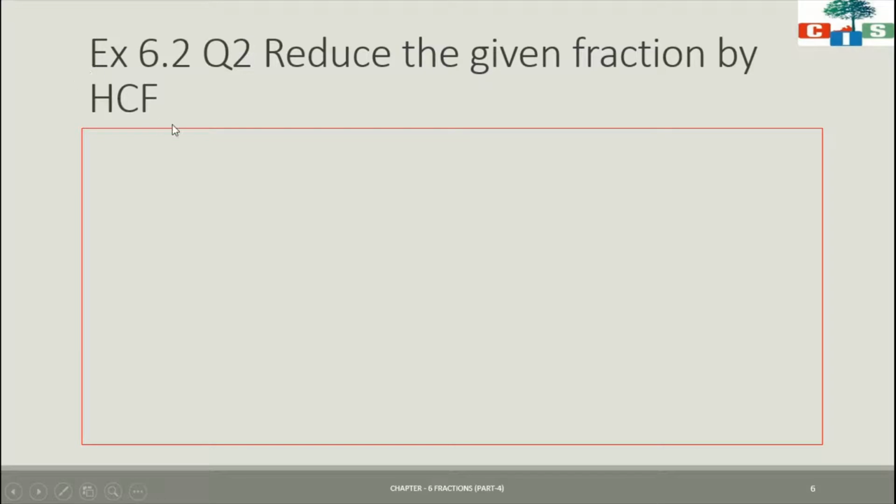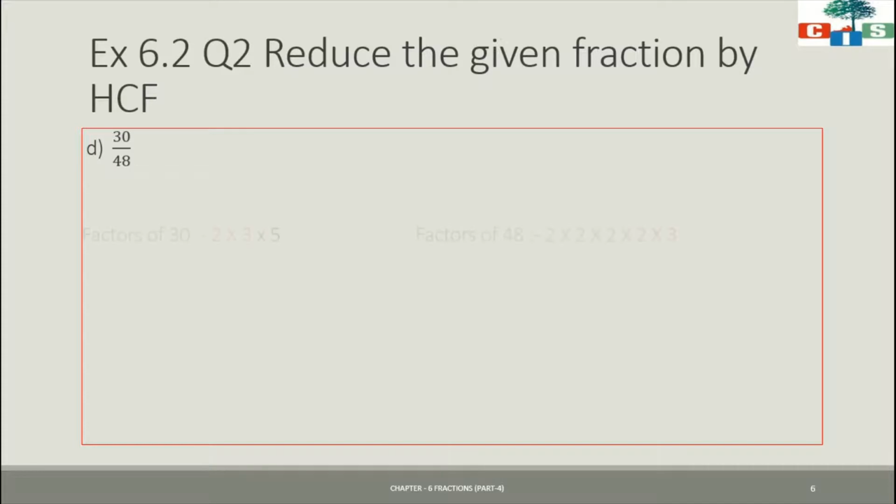So scholars, now we will see one more sum of question number 2, that is sum number D, and the fraction we have for sum number D is 30 upon 48. Similarly as we have done for A, we have to follow the same steps. First of all, find factors of 30, then find factors of 48, find common factors, and then multiply common factors to get the HCF. And in second step we have to divide the given fraction by its HCF.